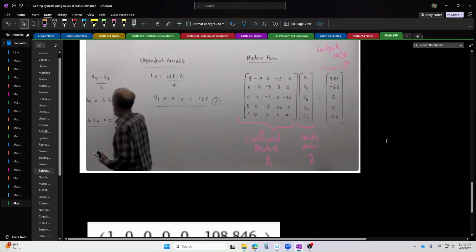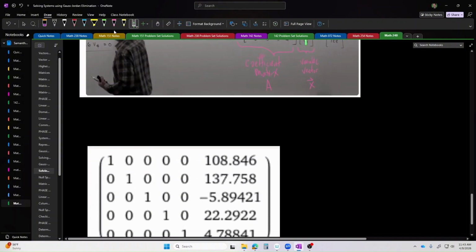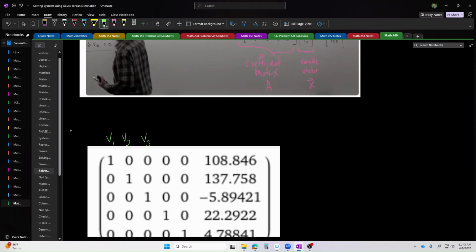So let's notice that the order of the variables in Professor Ammerman's matrix form are V1, V2, V3, V4, and I sub x. So if we think about linking up the entries in each row of the matrix with the entries in that column vector, we can see that this first column of our augmented matrix corresponds to the first variable, V1, the first voltage. The second column corresponds to V2, the second voltage, then V3, the third voltage, V4, the fourth voltage, and finally the unknown current I sub x.